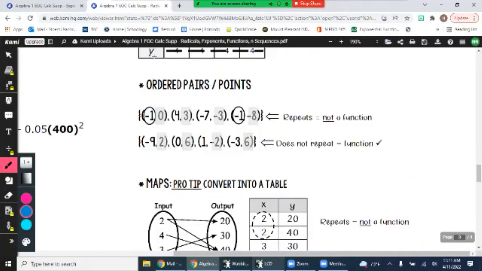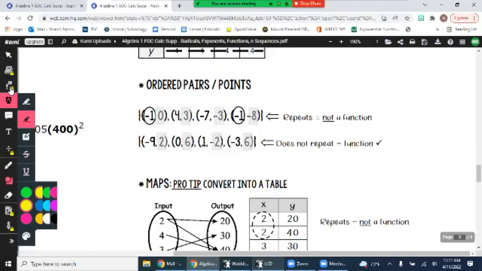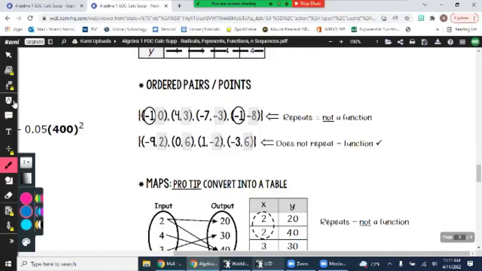-1, -1, that repeats, not a function. -9, 0, 1, -3. Neither of those numbers are the same. So it doesn't repeat, it's a function. I went ahead and I also put a little gray box over it. The reason I did, I wanted you to still be able to see the number, but typically you would just scratch out the Y values so you're not tempted to look at those. You only want to look at your X values.